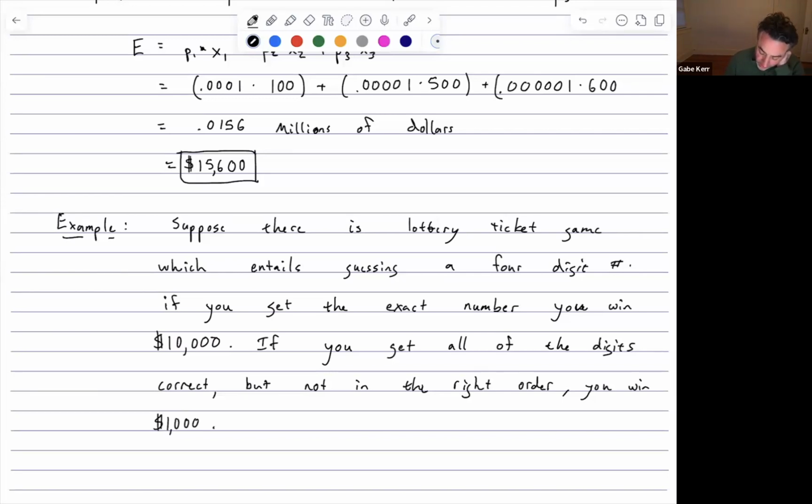Okay. And now let's also make the condition that every digit is different. So when you guess a four-digit number, we're going to make this condition: each digit is distinct. So no repeats.